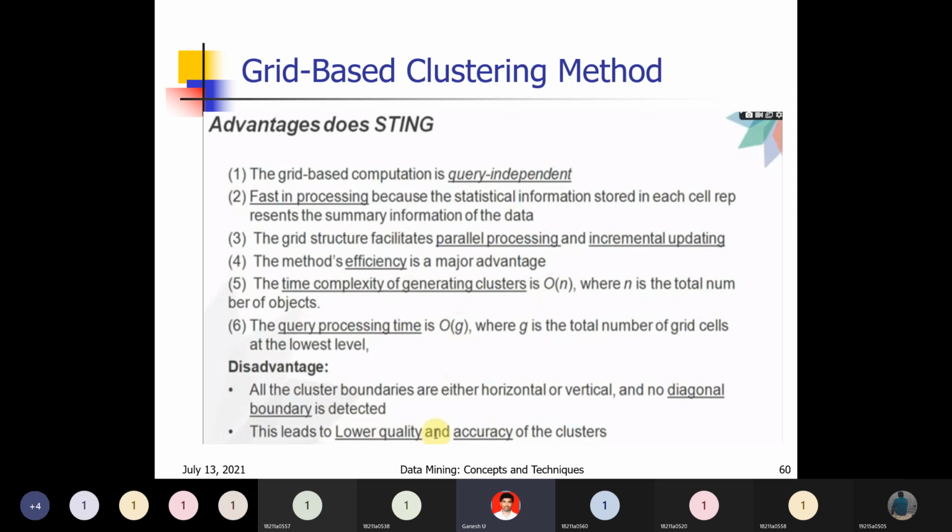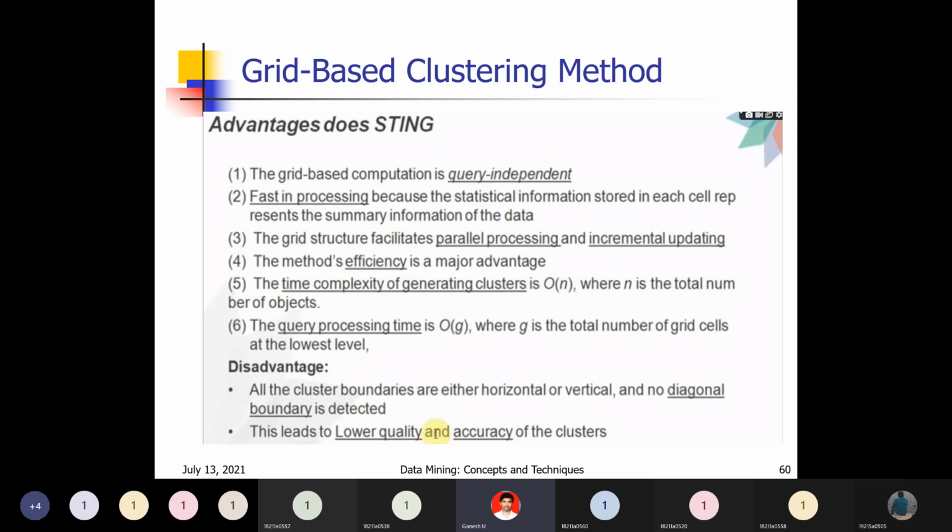Incremental updating: from top to down, you are dividing the square into two squares, next two squares into four squares, and again and again you keep dividing. This is parallel processing. Why? Because parallelly you can process a number of grids at a time. The data is subdivided into the next level, several parts: two parts, four parts, eight, like that. That's why it facilitates parallel processing and incremental updating.